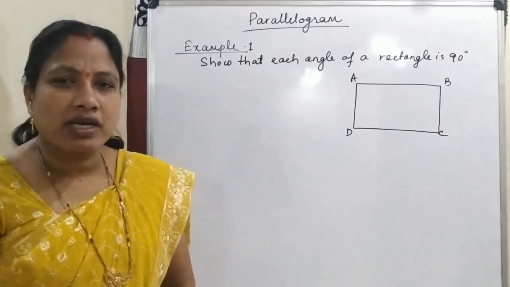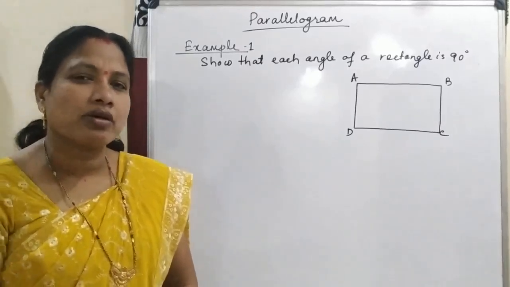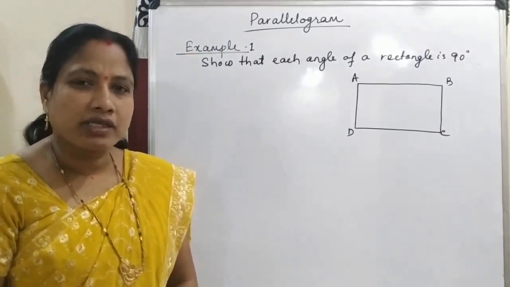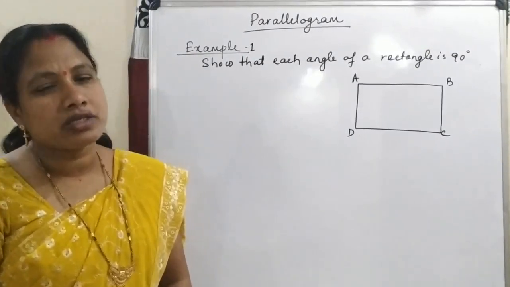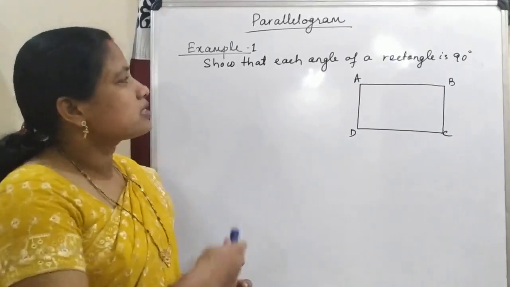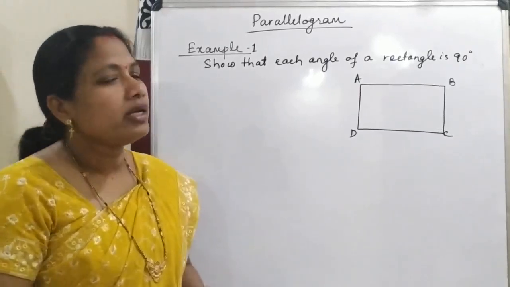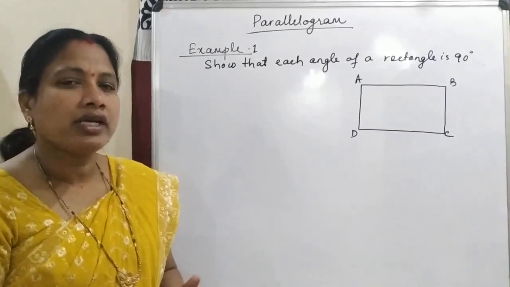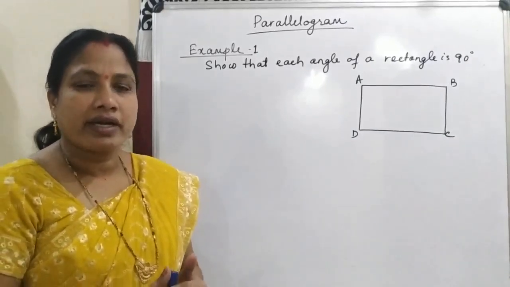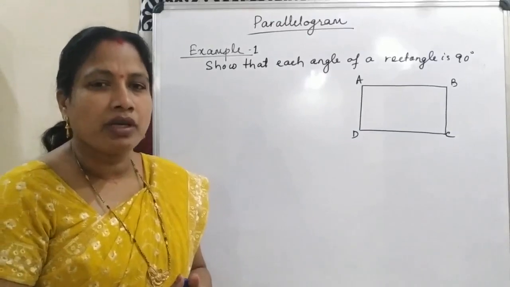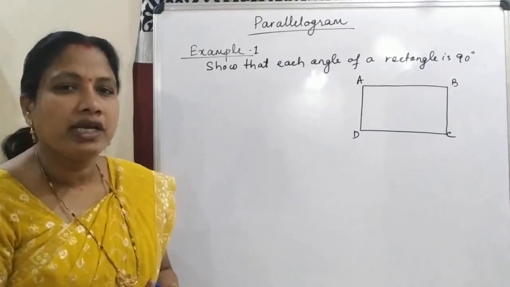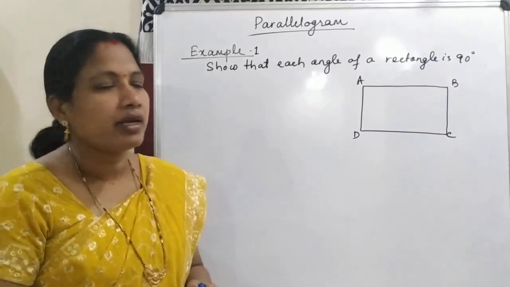Students, in our last class we have proved 7 theorems related to parallelograms. So let us solve some examples by using these theorems. Example 1: show that each angle of a rectangle is 90 degrees. We know the definition of a rectangle: a rectangle is a parallelogram in which one angle is 90 degrees. So here we have to prove each angle is 90 degrees in a rectangle.